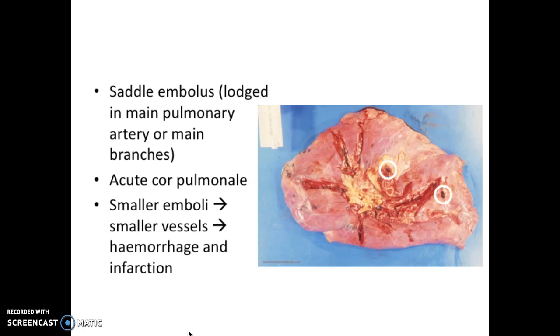And if there are smaller pulmonary emboli, they will lodge into smaller vessels and will cause hemorrhage and infarction. So this picture doesn't show a saddle embolus, but it shows smaller emboli lodged in the smaller pulmonary vessels, which are highlighted in these circles. And this is during autopsy examination. So in autopsy examination of the lung, examination of the pulmonary vessels is required because we want to rule out pulmonary embolism as a cause of death.